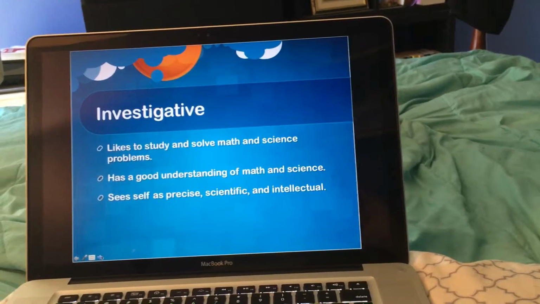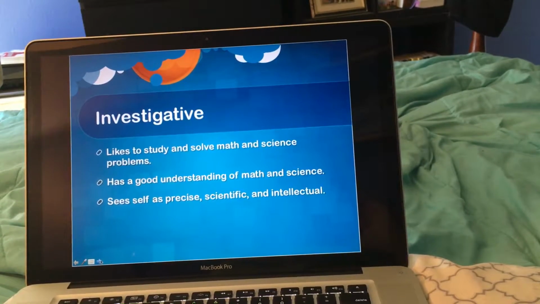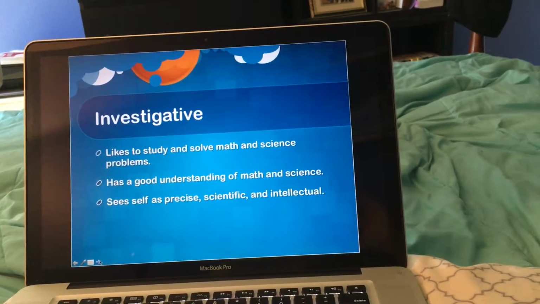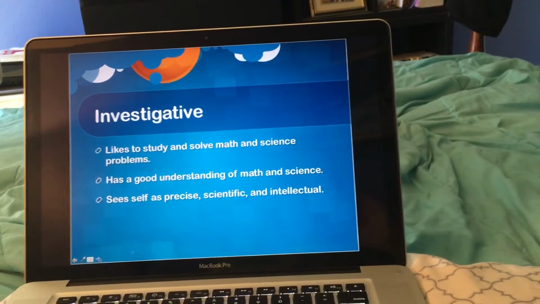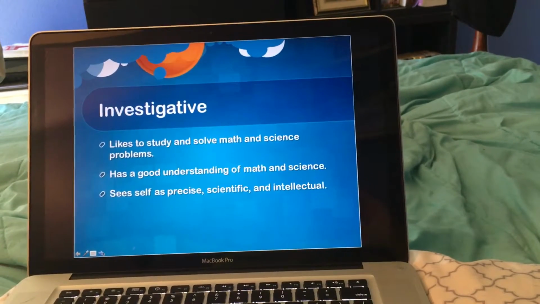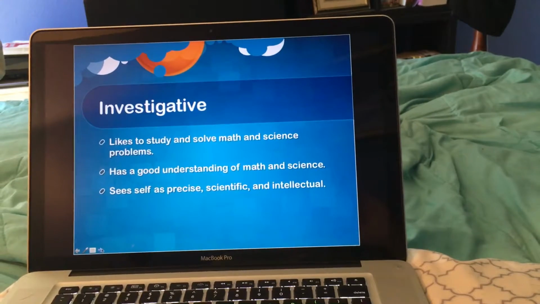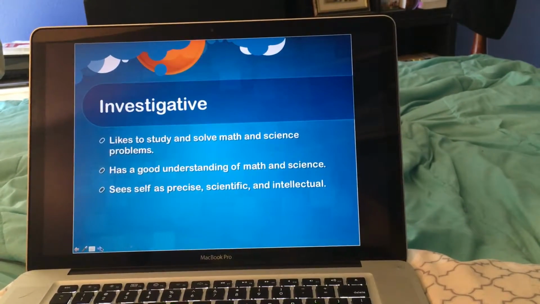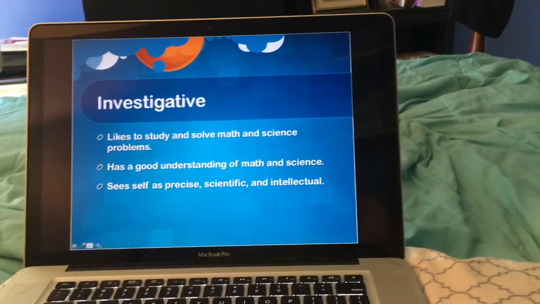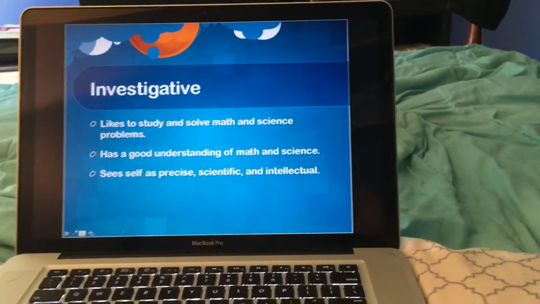Some of the examples of this field are professor, a surgeon, a veterinarian, a lawyer, and believe it or not, a counselor, which that didn't really jive with me because I am not very good in math or science, but I guess I do like to solve problems when it comes to people, so in that way it makes sense.